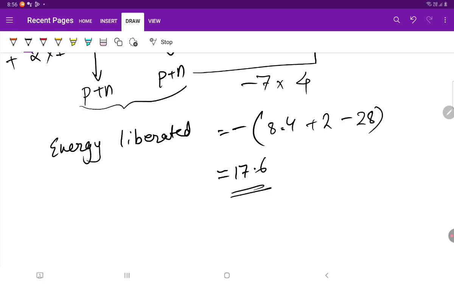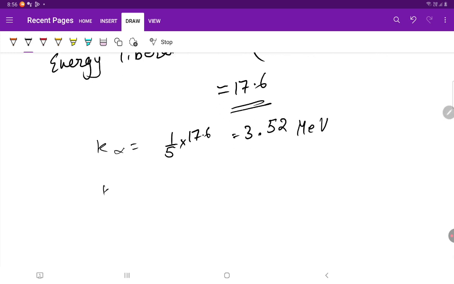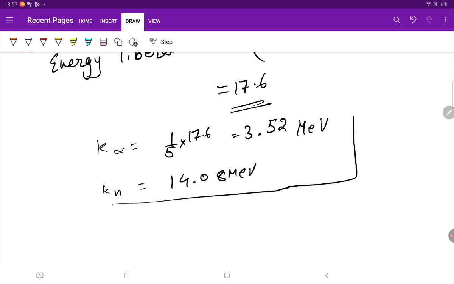Now this energy liberated will go into the kinetic energy of the alpha particle and the neutron. The kinetic energy of the alpha particle will be 1 by 5th of 17.6. You'll get 3.52 mega electron volt. So the kinetic energy of the alpha particle is found to be 3.52 mega electron volts. And for the neutron, you just subtract or multiply with 4 by 5th. You will get the kinetic energy of the neutron to be 14.08 mega electron volt. And that's the answer to the given problem.